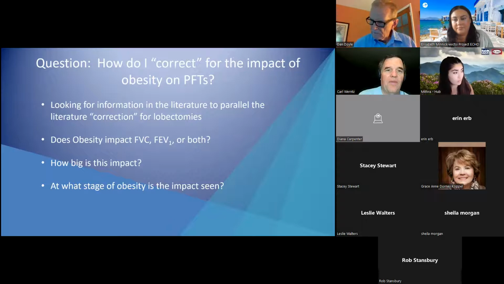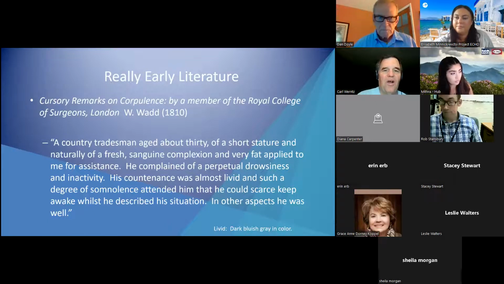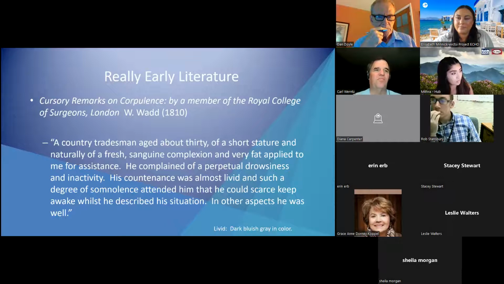So the problem in the world of medicine is the super early literature. Well, okay, so this is 1810. Now keep in mind, back then medical literature was basically a series of stories. So if you saw a patient that was unusual, you would write a little note to your regional medical journal, and they would publish it to share your experience with other physicians.